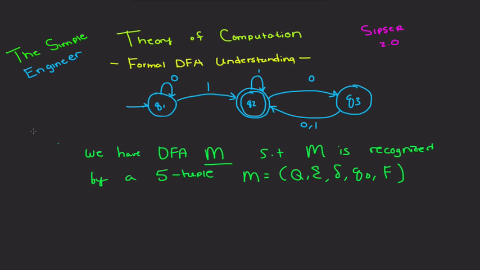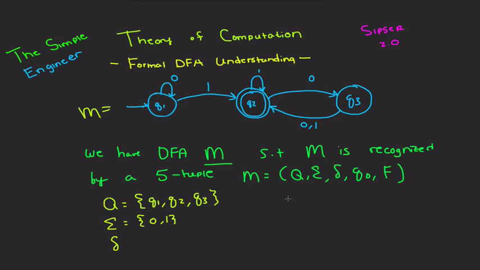So we'll say that Q is the set of states, which in this case would be Q1, Q2, and Q3. In addition to that, we have sigma, which is the alphabet that is recognized by this machine. The alphabet recognized by this machine is 0 and 1. Following the 5-tuple, we have a delta transition function, and delta is represented by all of the transitions that this machine can make.